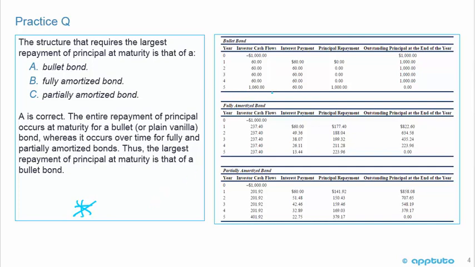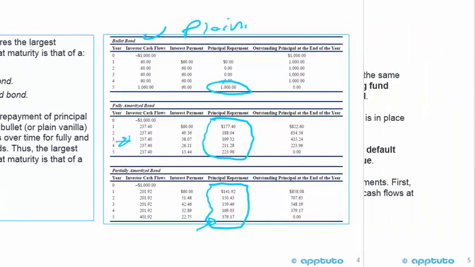We can see that here in terms of the principal repayment. We have the 1,000 at maturity. That's the largest: the bullet bond, which we called the plain vanilla. With a fully amortized bond, it was like a loan. We were paying back principal over time because we had the same investor cash flows. And finally, with the partially amortized bond, the principal payment again varied over time, with a larger principal payment at the end, but the largest principal payment is with the bullet bond, the plain vanilla bond.